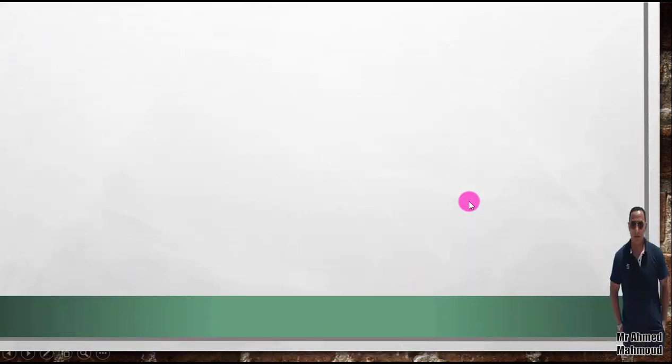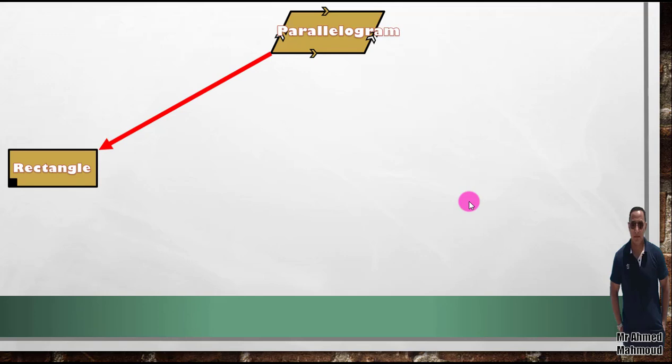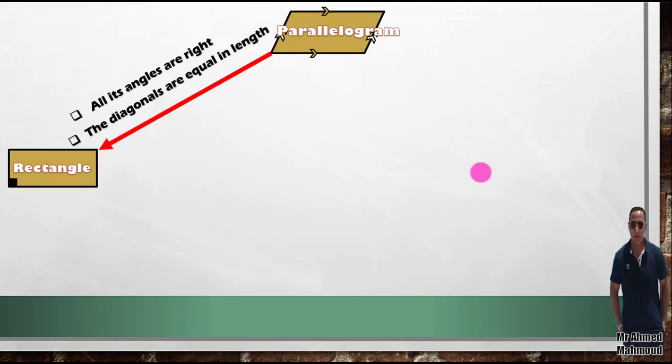Now I make a summary of what we have studied. We have a parallelogram. This parallelogram will be changed to a rectangle if we have one of two properties: if its angles are right or its diagonals are equal in length. Again, if we change the parallelogram and make the angles right, it will be a rectangle. If we make its diagonals equal, it will be a rectangle.